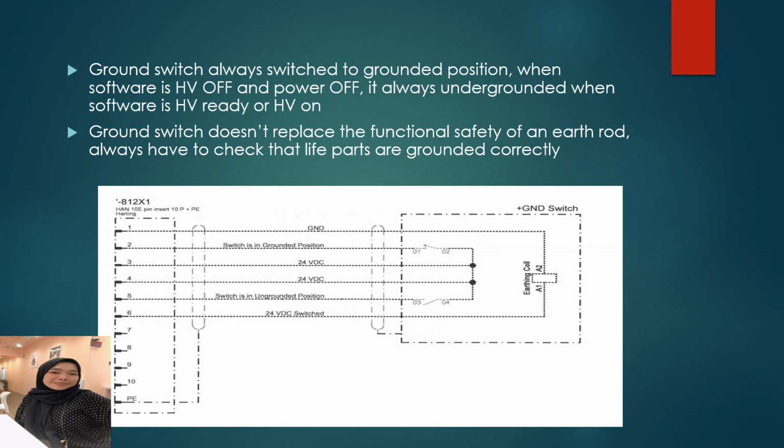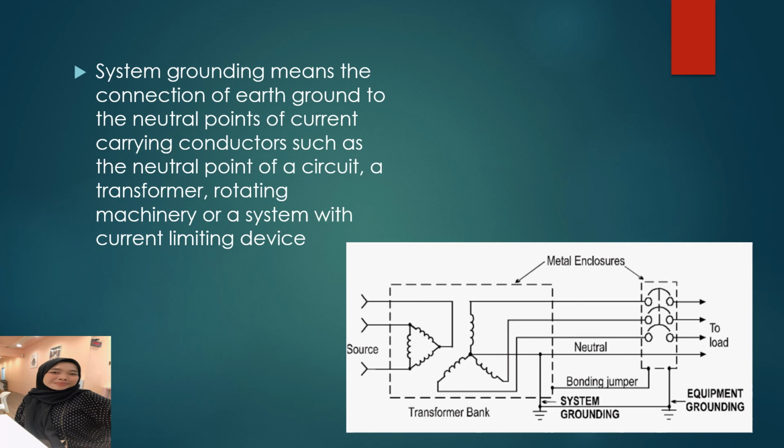For this slide, I attached a circuit for the ground switch in the grounded position. System grounding means the connection of Earth's ground to the neutral points of current carrying conductors, such as the neutral point of a circuit, a transformer, rotating machinery, or a system with a current limiting device.